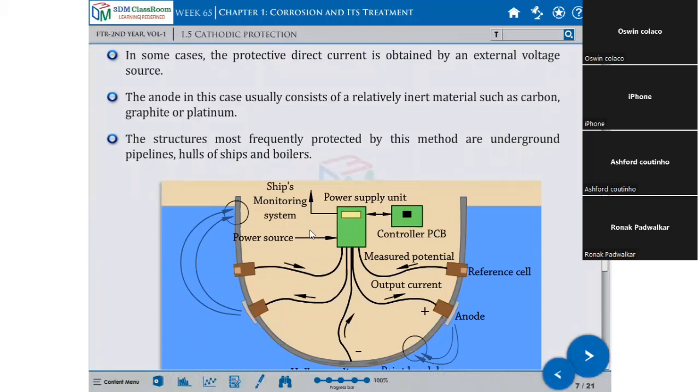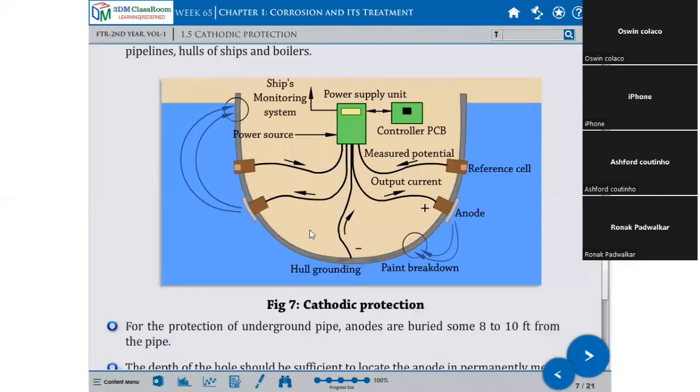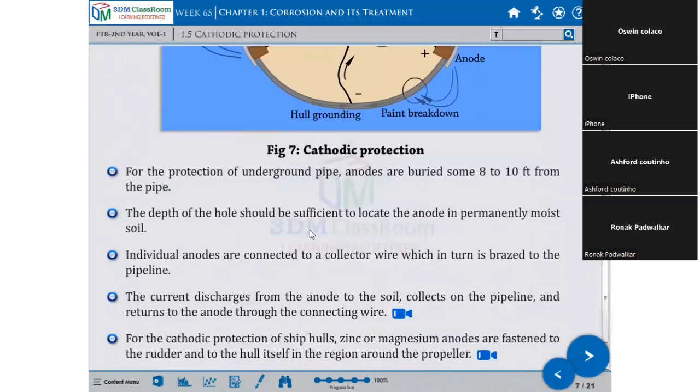Ship monitoring system. There is a control PCB for measuring protection. This whole process is not required. You just read it for your knowledge. Cathodic protection.